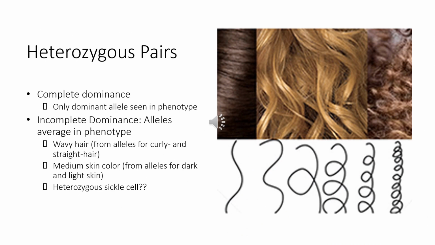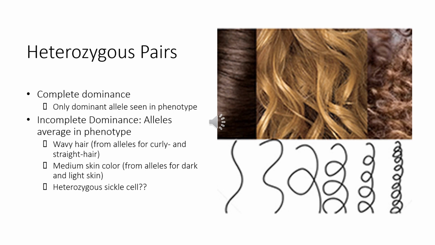Okay, so once we have heterozygous pairs, where we have two different alleles for a genetic trait, we usually talk about it in terms of complete dominance, where only the dominant allele in the genotype is seen in the phenotype. But it turns out that a lot of traits are actually what's called incomplete dominance, which is an average or blending of the alleles, not one overtaking the other. You can see there that a lot of things, for example around skin color or hair color, could actually be a form of incomplete dominance, as is heterozygous sickle cell, and we'll talk more about that on this next slide.